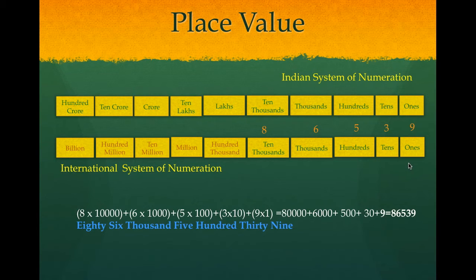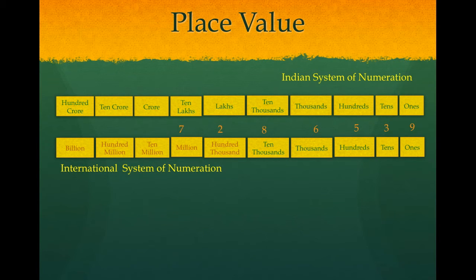You can see that as we move from right to left, the place value increases by a multiple of 10. Okay, so it was 1 here, then 10, then again a multiple of 10 is 100, then 1000, then 10,000. Observe that up to 5 digits, both the systems of numeration have the same place value. So let's see what happens for a 7-digit number.